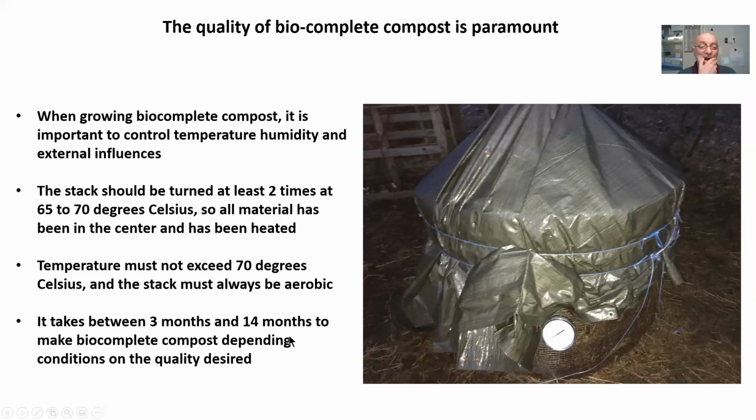I can make it in 3 months when it has to be biocomplete. I can even make it sometimes in 4 weeks, but it's really at the limit. And then it's only in the summer, really late summer, when you have humid, a little bit cooler weather and really good conditions for growing fungus. 3 months is what I prefer to do, and 14 months, we'll get to why I think it takes that long. This is what I prefer to use to make compost in over 1 year.